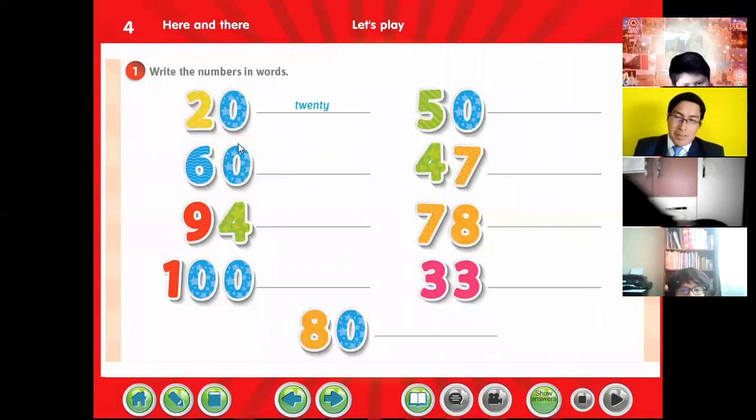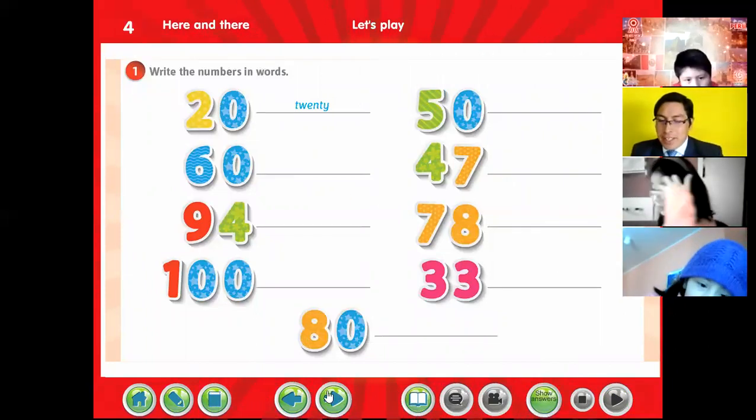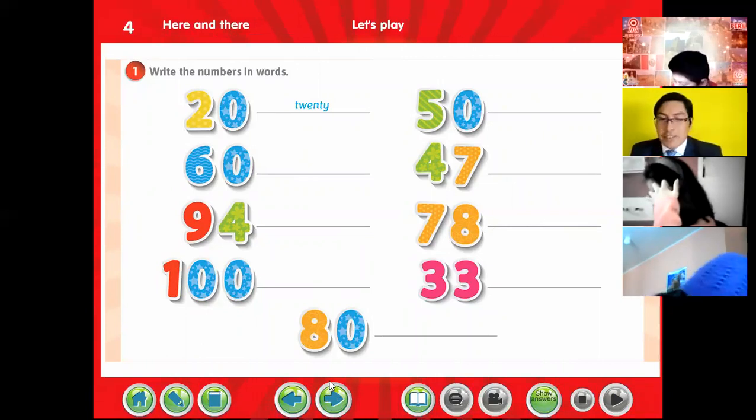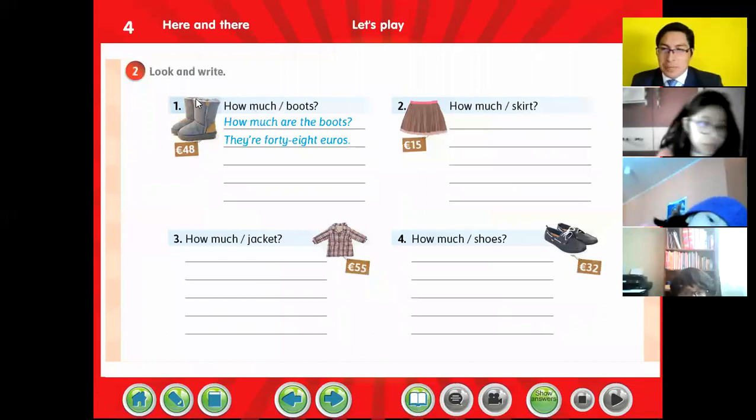Numbers, you know the numbers, yeah? Eso también hemos hecho, profesor. Yes, we complete the numbers, no? Now, the number 2, okay? Yeah, this we didn't finish.